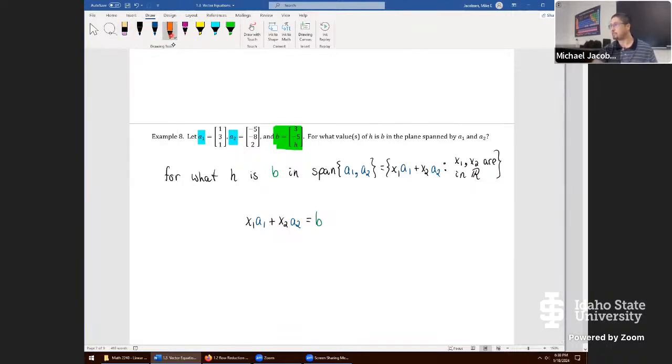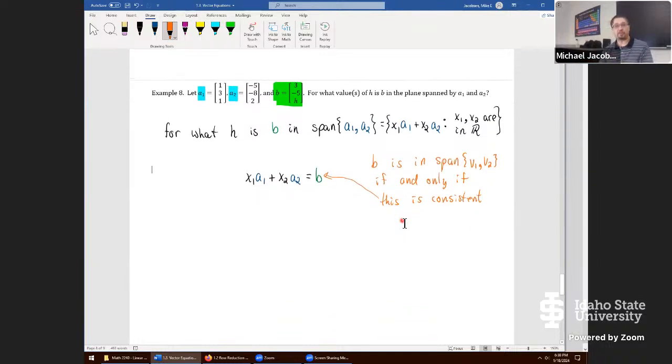Let's add just one additional note. b is in span v1, v2, if and only if this is consistent. Consistent now as a vector equation would be the same thing as a system of equations or a matrix equation. So we're just going to take this, no matter how you format it, we're going down to the augmented matrix where all the algebra gets resolved very, very quickly.